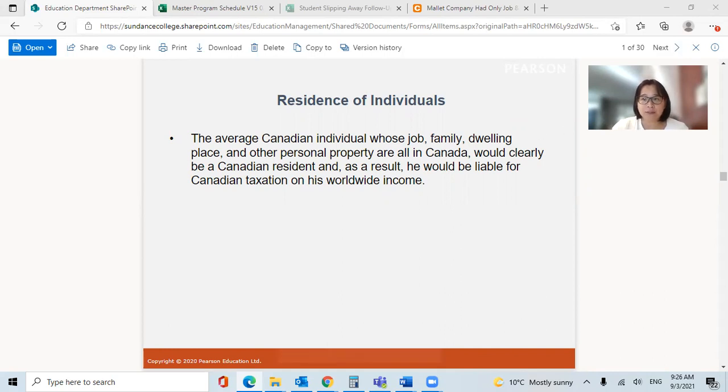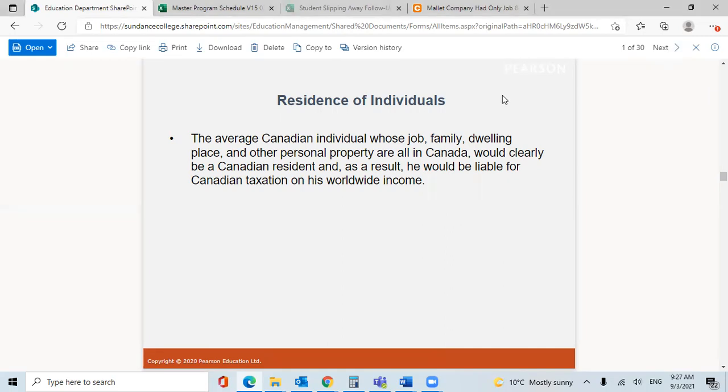Okay, so I'm going to start with the residence of individuals. Just pay attention. One thing is the PowerPoint talks about residents first, and then the non-residents. But from your textbook, I believe it talks about non-residents first and then residents. So just watch out for the way they presented it. Okay.